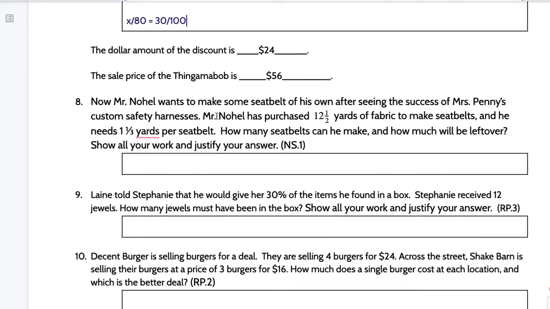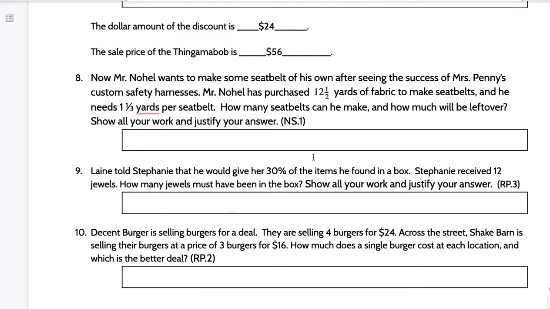Okay, so Mr. Knoll wants to make some seatbelts of his own after seeing the success of Mrs. Penny's custom safety harness. Mr. Knoll has purchased 12.5 yards of fabric, and he needs 1 1/3 yards per seatbelt. How many seatbelts can he make? So you have a total of this many yards of fabric, and you're making a bunch of smaller seatbelts. So this problem is 12.5 divided by 1 1/3. I know this looks a little weird, but I'm using the fraction for the dividing.